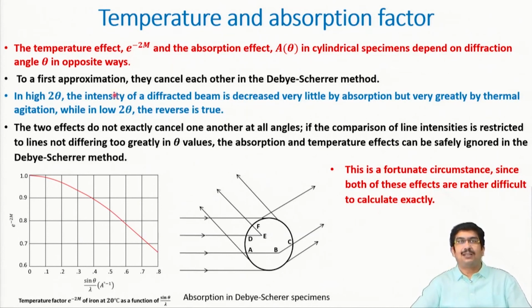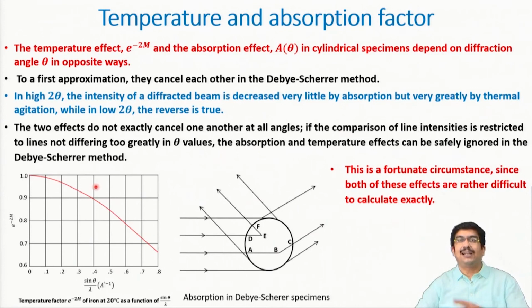Now, let us see the relationship between the temperature factor and absorption factor. So, temperature factor e raised to the power 2M, and absorption factor, which is A(theta). In case of a cylindrical specimen, that means in case of the Debye-Scherrer method, this will depend on the diffraction angle in the opposite way, if you remember. So, the temperature factor decreases with diffraction angle, and diffracted intensity decreases as the 2 theta value is increasing. For high 2 theta peaks, the temperature factor will decrease the intensity.